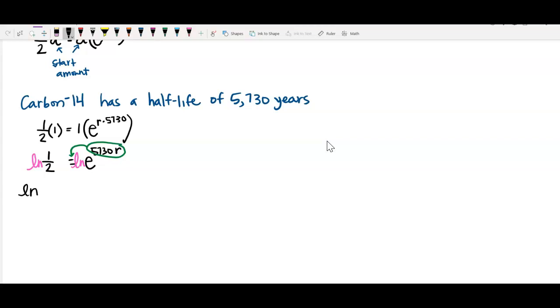Okay, let's write down the next line. I've got the natural log of 1/2 equals 5,730 times R times the natural log of E. We talked about the natural log of E a little bit last time. If you put that into your calculator, the natural log of E is always 1. So we can just forget about that part, because the natural log of E is just 1. That all goes away, and that's just a 1 there. But I'm trying to solve for R, trying to get R by itself. So I need to divide both sides by 5,730.